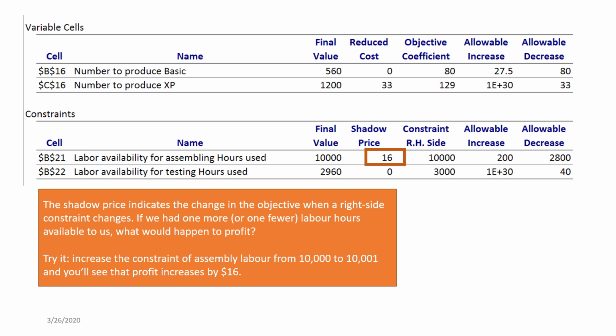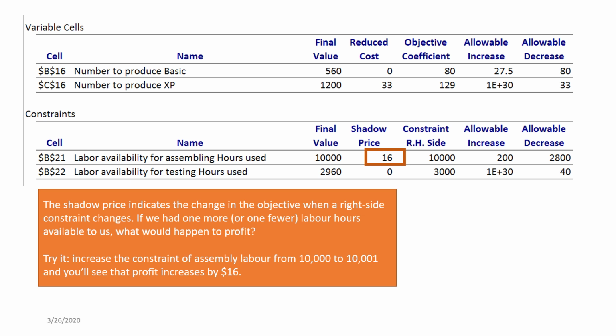Now we'll take a look at the constraints area of the sensitivity report, and that's the bottom part of it. First of all, before we even talk about the shadow price, let's take a look at how much of each of the constraints we're using. If we look at assembly hours, we're using 10,000 hours out of the 10,000 hours available. If we look at the number of hours we're using in our testing department, we're only using 2,960 out of a possible 3,000. So there we have slack of 40 hours.